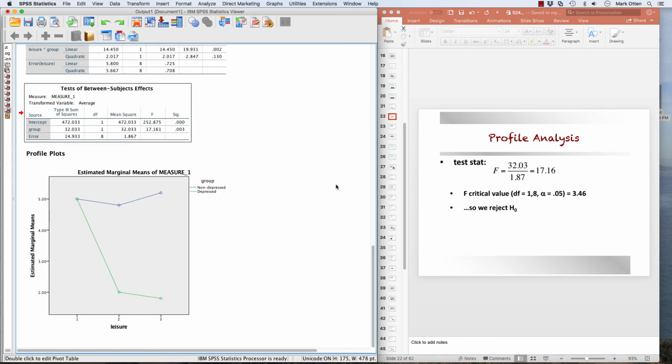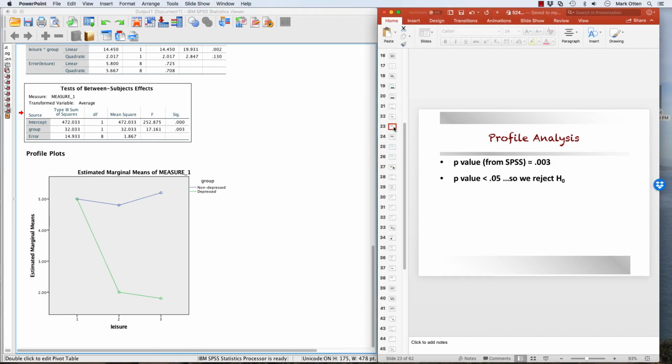17.16 is hidden here. The 0.003 p-value corresponds, and the 32.03 and 1.87 also show up as mean square values in your output. Okay, so that was the first hypothesis.